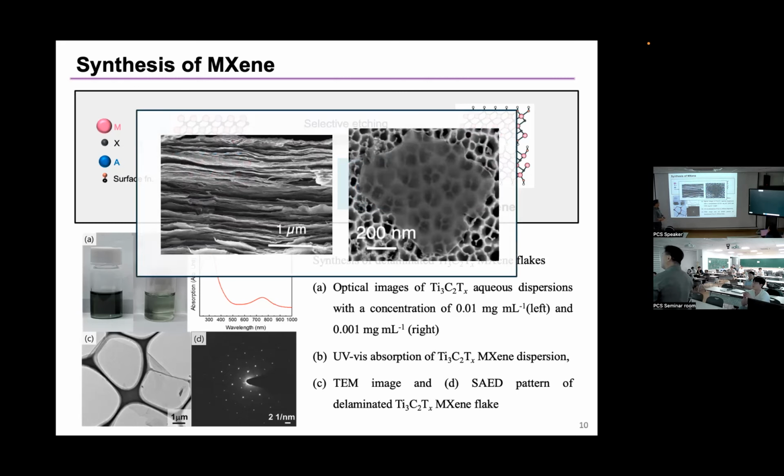If you see the TEM image, we can see the MXene structure like this, the atomic layers with the gaps between them. So the surface functional groups attach to each layer, and this is like a 2D material. Sometimes we can make single-layer MXene structures.